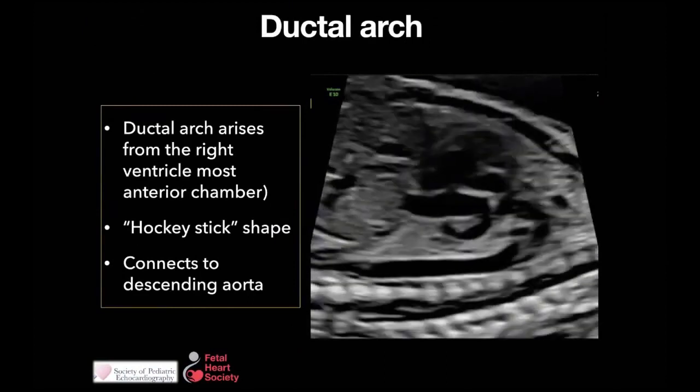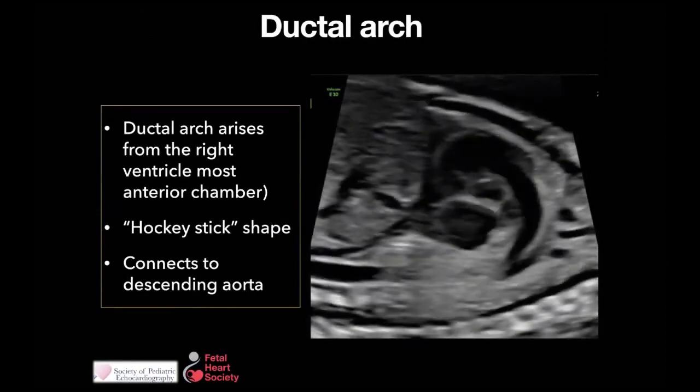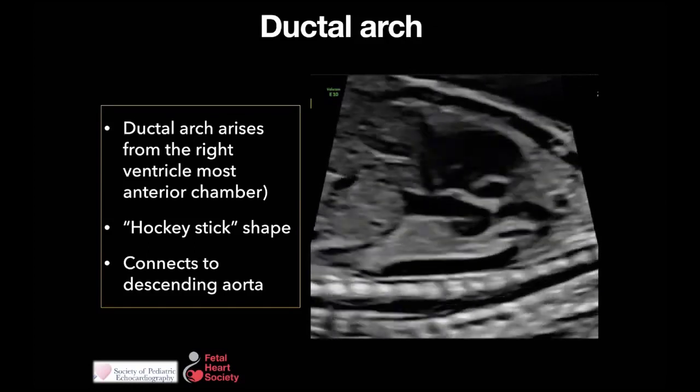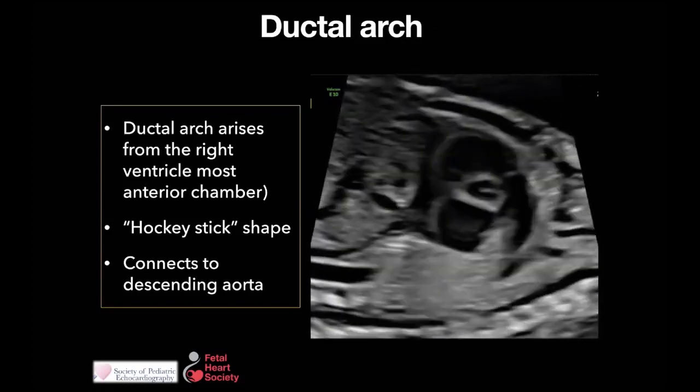And we're looking at the ductal arch. It arises from the right ventricle, which is the most anterior chamber. It gives this hockey stick shape and also connects to the descending aorta.